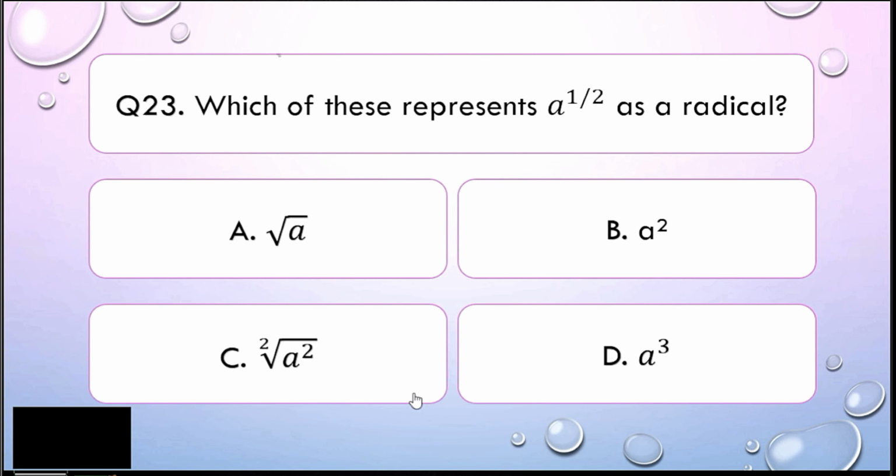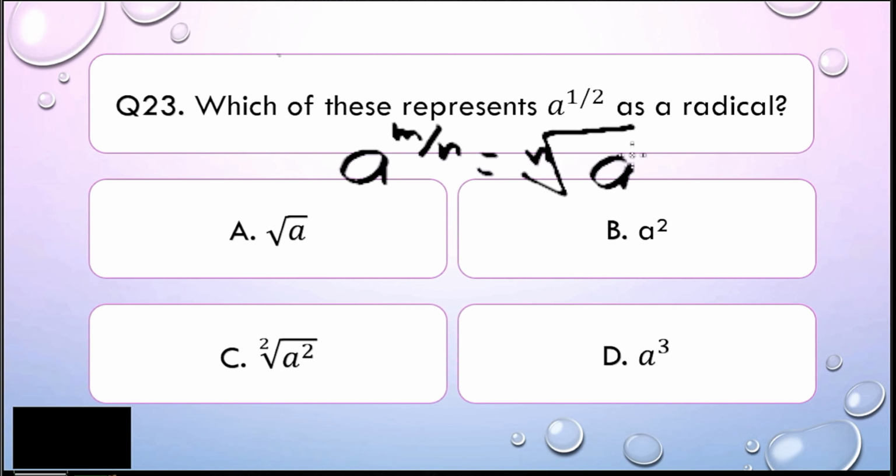Alright, math learners, this question is under the topic converting rational exponents to radicals. Now, in the topic, basically, let me just show you. If you have the expression a to the power of m over n, when you change that into a radical expression, what will happen is that your denominator will become your index and your base will become the radicand with the numerator as its exponent.